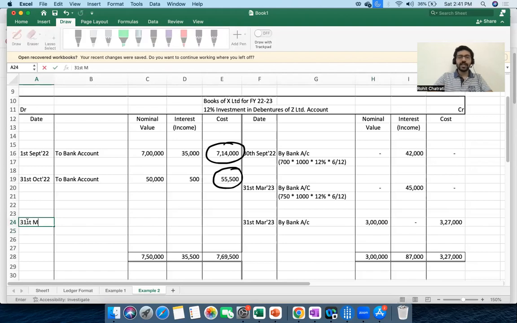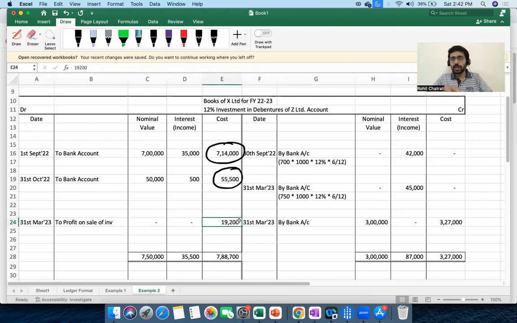All right, and then parallelly, I will recognize a credit to profit and loss on sale. I will be debiting investment and crediting profit on sale of investment, 19,200. Nothing in the nominal value, nothing in the interest column. So what have I done? I've broken it down into two entries. One entry is where I'm recognizing the entire sales proceeds in the cost column, where I've recognized 3,27,000. After that, I debited investment account and I credited profit on sale of investments to the tune of 19,200. Are we done with this?